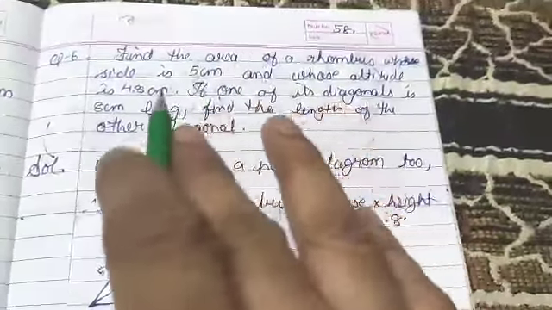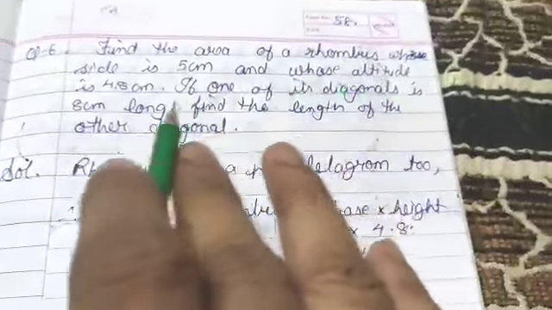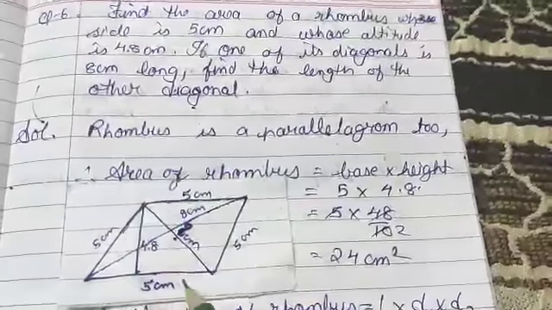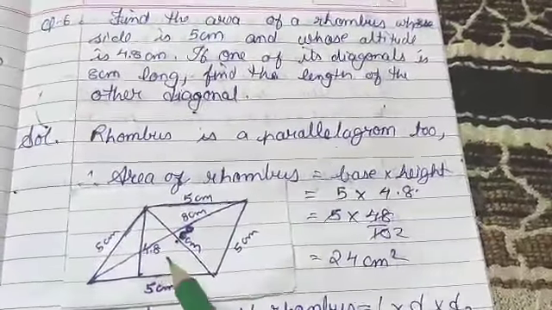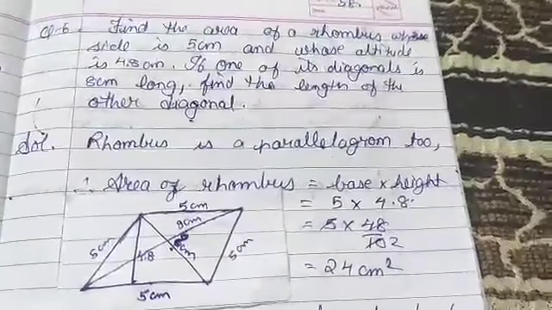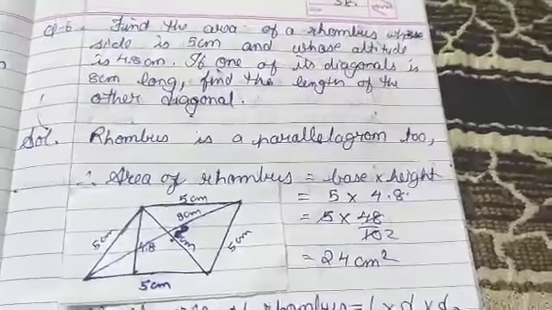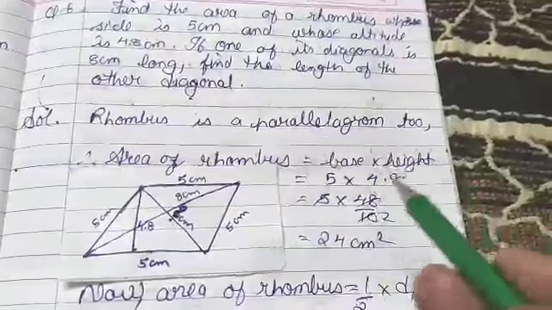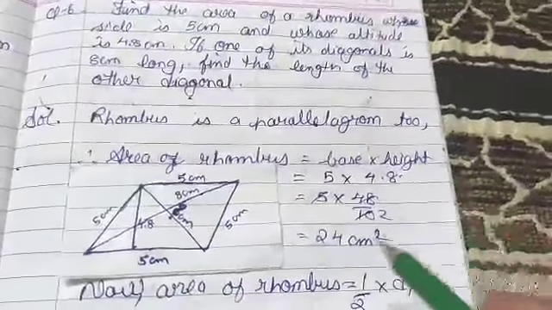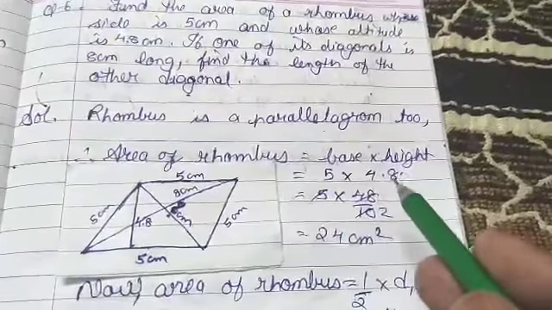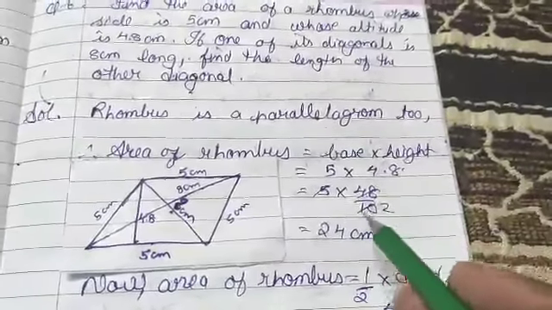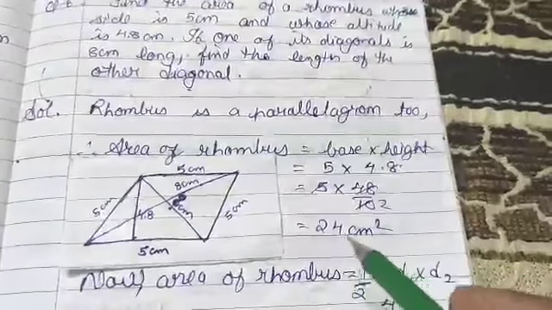Here only one hint is there. We have to find the area of the rhombus, and the hint is that the length of each side is 5 centimeter and its altitude is given as 4.8. As we all know, the rhombus is one kind of parallelogram, according to the property that its opposite sides are parallel. So we will apply that formula only: area of rhombus is base into height, where base is 5 centimeter and height is 4.8. Convert 4.8 into a fraction, that is 48 upon 10. So 5 2s are 10 and 2 24s are 48. So we got the area of this rhombus, that is 24 centimeter square.